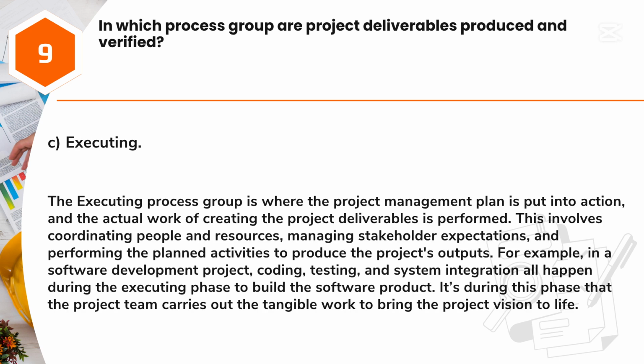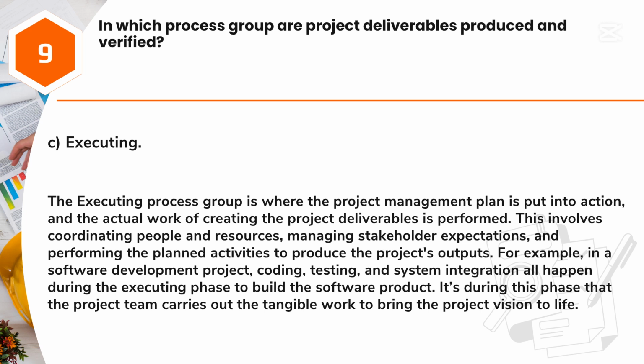Answer: C. Executing. The executing process group is where the project management plan is put into action, and the actual work of creating the project deliverables is performed. This involves coordinating people and resources, managing stakeholder expectations, and performing the planned activities to produce the project's outputs.